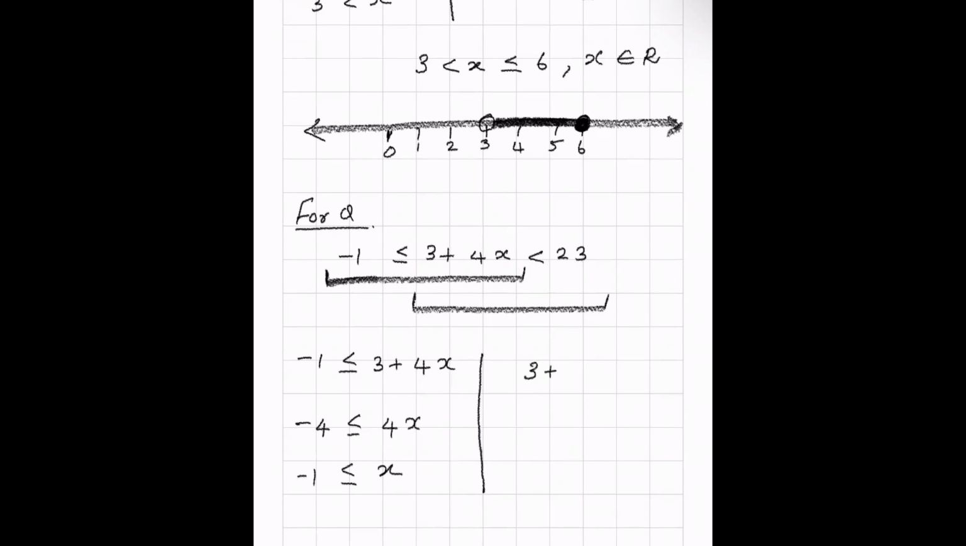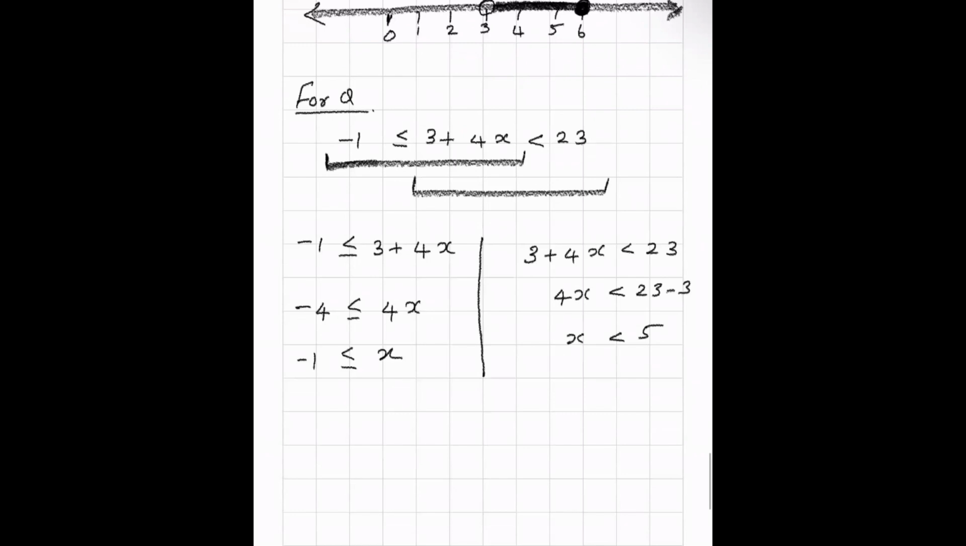Take the right hand side, 3 plus 4x less than 23. 4x is less than 23 minus 3. So x is less than 5. That's all. x is less than 5.